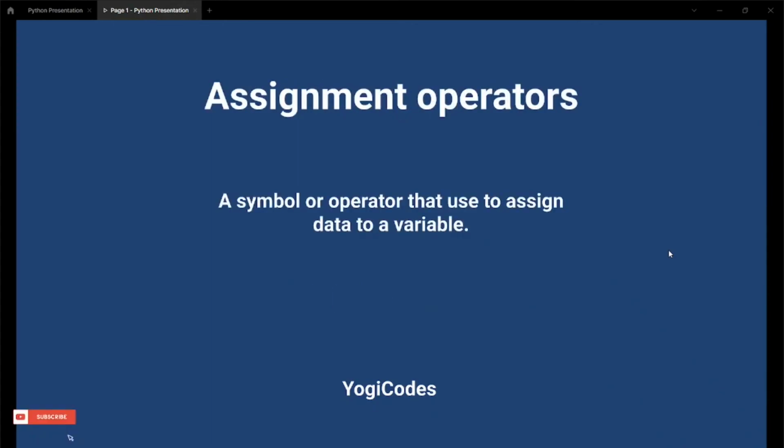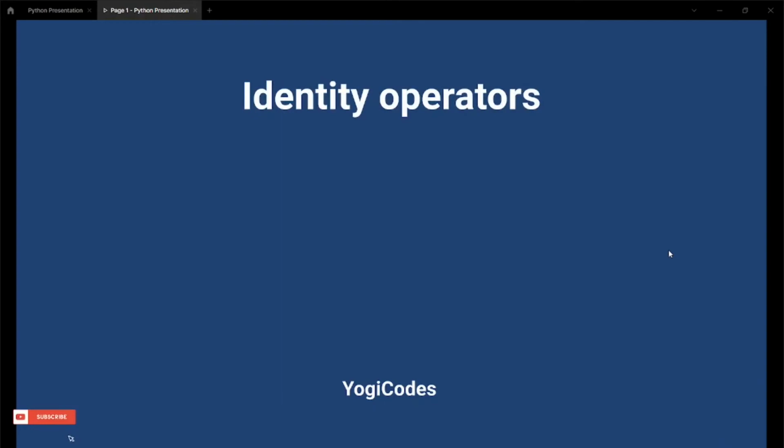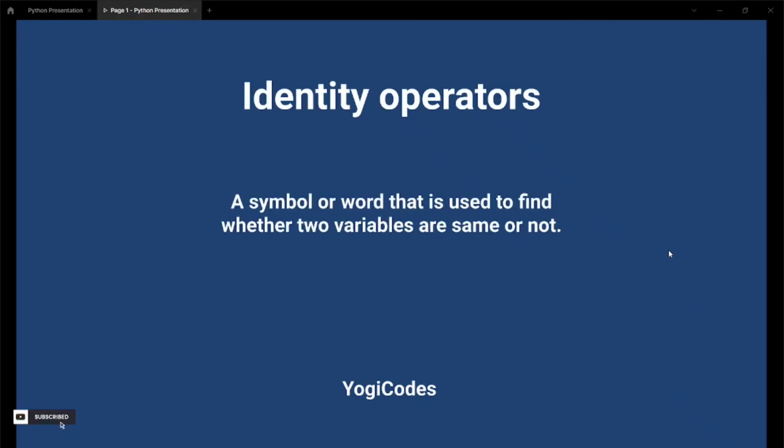Next one is the assignment operator, which is used to assign data to a variable. In that case, we use the equal to sign. The next one is the identity operator. The identity operator is used to find whether two variables are the same or not, similar to equal to. In this case, we use is and is not, whether A is B or A is not B. Likewise, we use this operator.